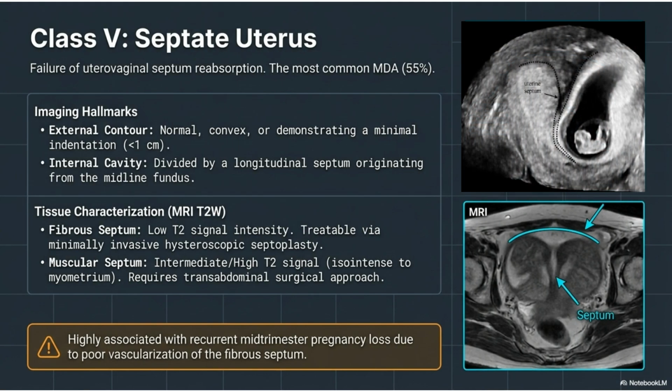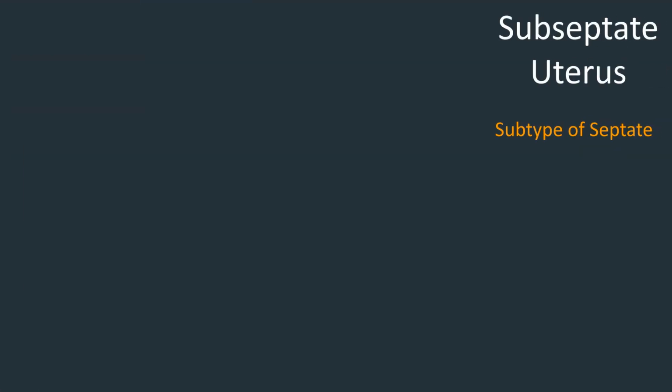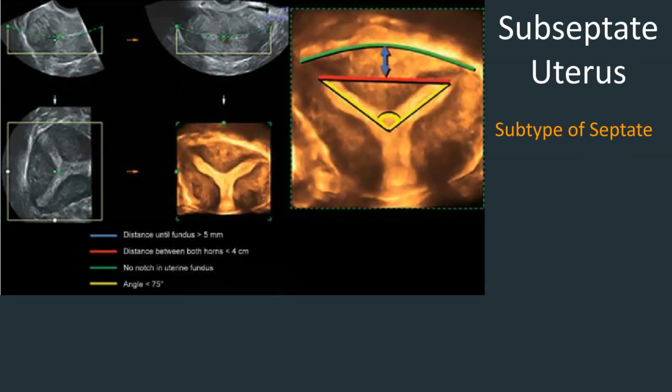Class 5, septate uterus, is the most common MDA. It is characterized by a normal external contour and a longitudinal septum dividing the internal cavity. Tissue characterization via MRI can differentiate between fibrous and muscular septa, impacting treatment approach. The subseptate uterus is a subtype of the septate uterus.